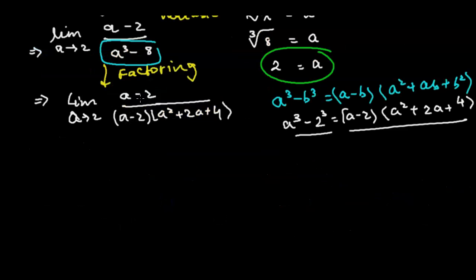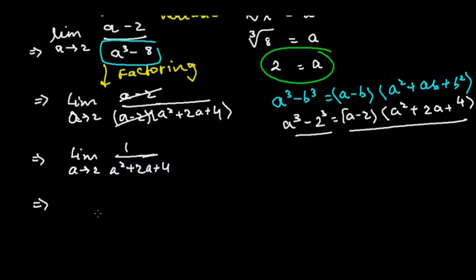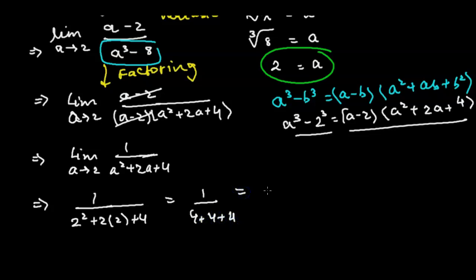When we see any common factor, we can always cancel it out, and we will finally be left with limit a approaches 2 of 1 over a square plus 2a plus 4. Now, if we use substitution to evaluate, we notice we are able to get the answer. So we get 1 over 4 plus 4 plus 4, which is 1 over 12. And this is how we calculate the limits when we have indeterminate forms.